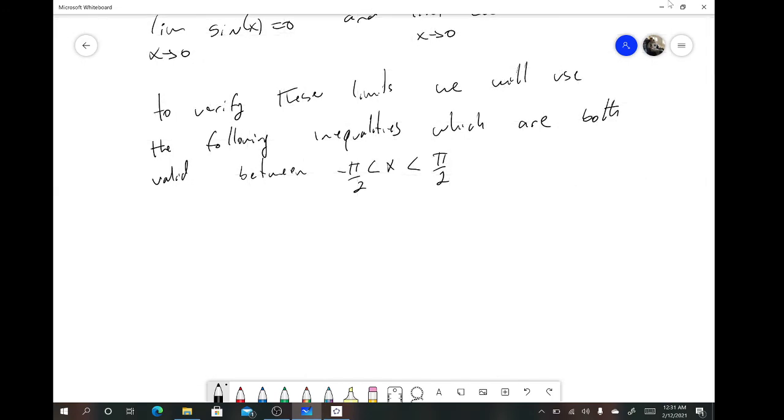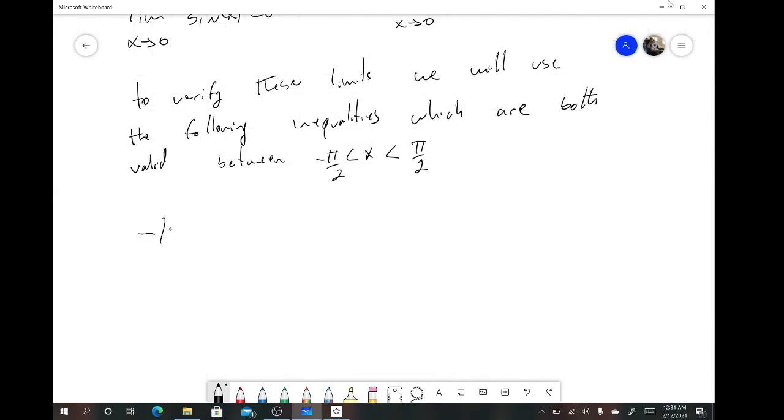So the inequalities that we're going to use to verify this are negative absolute value of x is less than or equal to sine of x, which is less than or equal to the absolute value of x, and 1 minus the absolute value of x is less than or equal to cosine of x, which is less than or equal to 1.